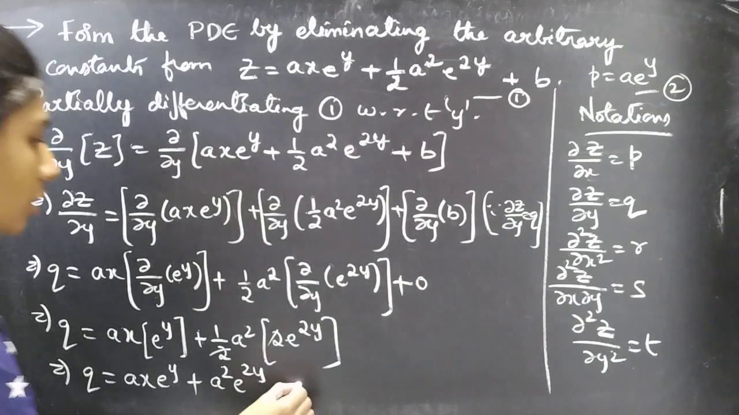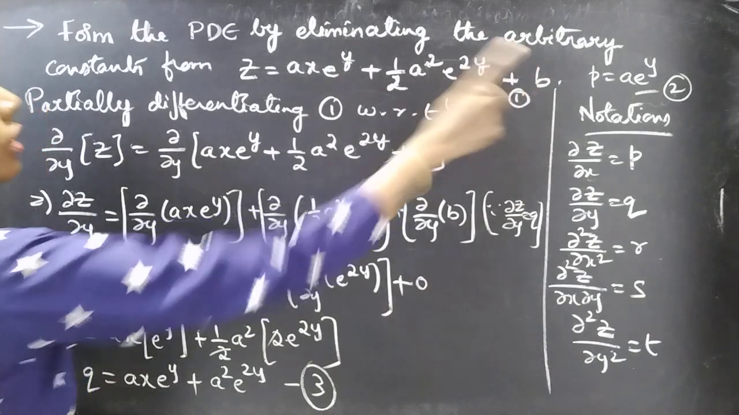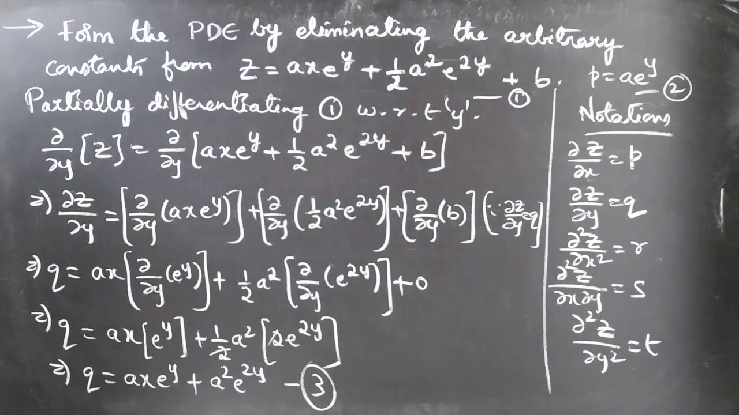Consider this as equation 3. Now observe 1, 2 and 3. See, in 2 and 3 it does not involve any b, right? So by substituting 2 and 3 in 1, this b won't get eliminated, right? So now what we'll do is we'll just observe 2 and 3. We'll use 2 and 3 to find the partial differential equation here.